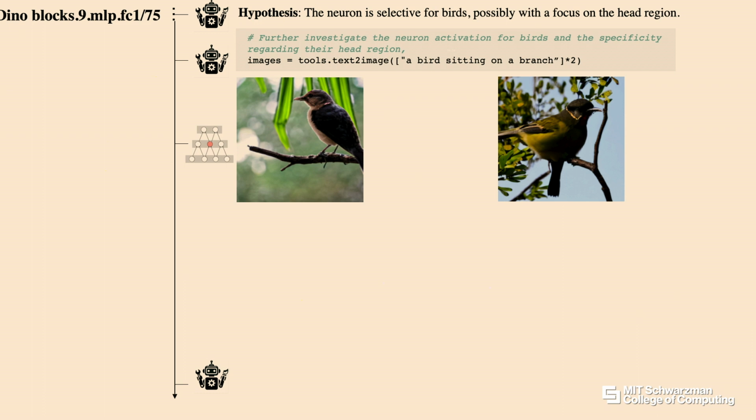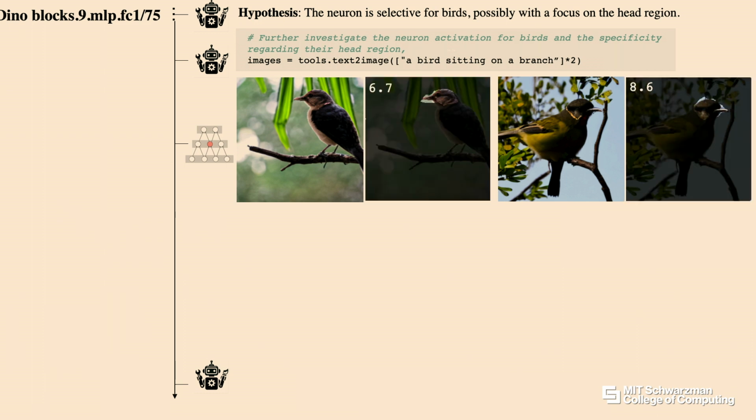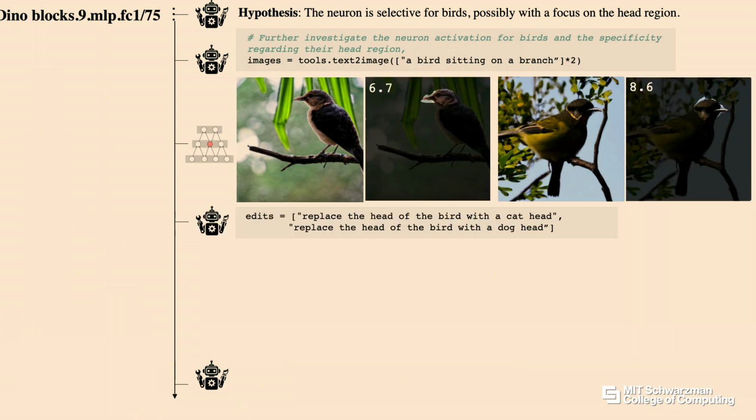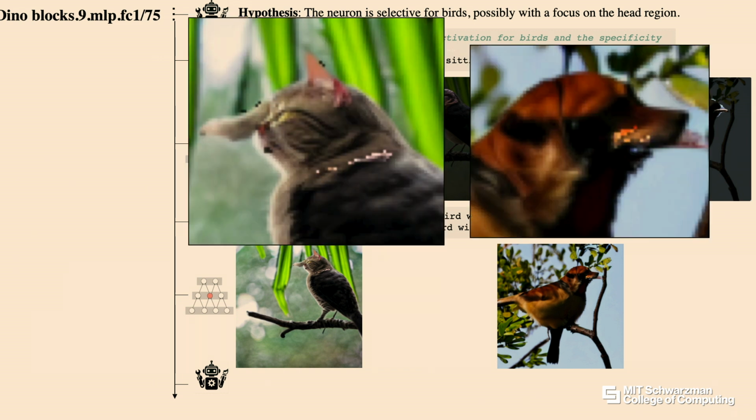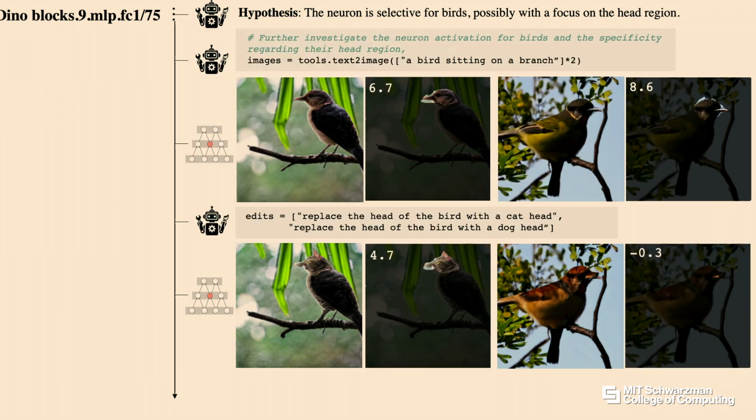It creates these 2 images, and now it says, well, let's replace the head of the bird with a cat head, and the head of the bird on the second image with a dog head, which is crazy. And then here are the original images. These are the transformed images, and let me zoom in. These are the heads that they put there, so it really does look like a cat and a dog. And yeah, the activations just go down quite substantially.